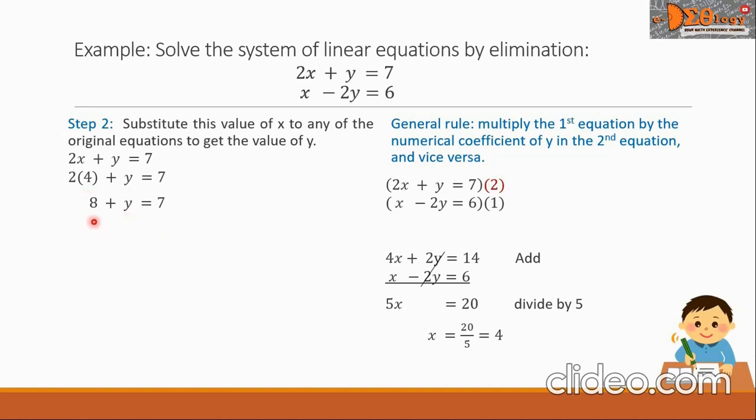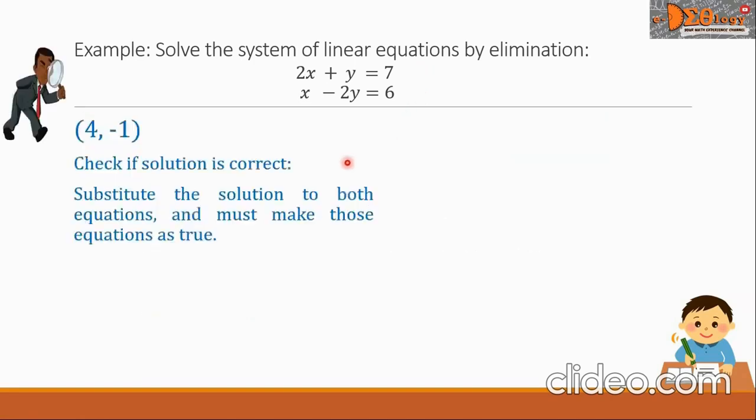Let us transpose the number 8 to the right side. The sign must be changed. So this is positive, it becomes negative. So we have now y equals 7 minus 8, and this is equal to negative 1. So y equals negative 1. Let us write the x and the y as an ordered pair. So we have (4, negative 1). And this is the solution of our system of linear equations here.